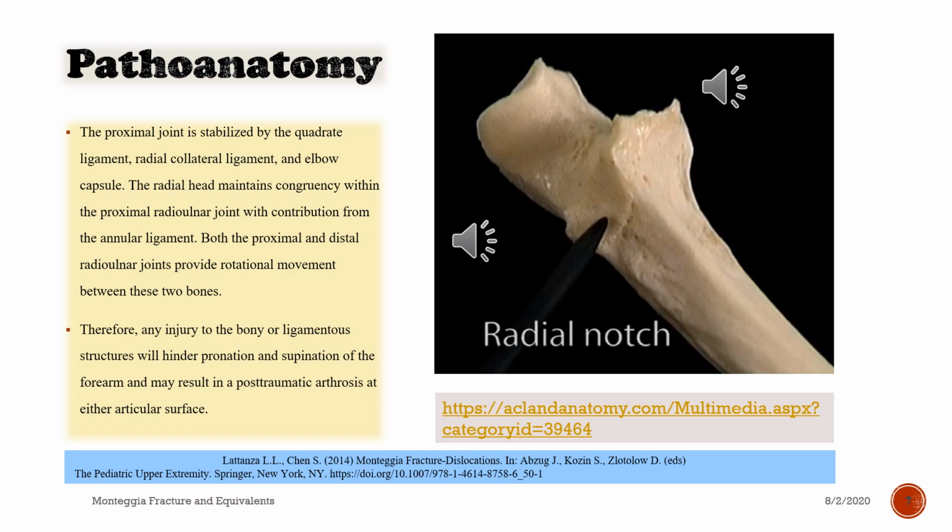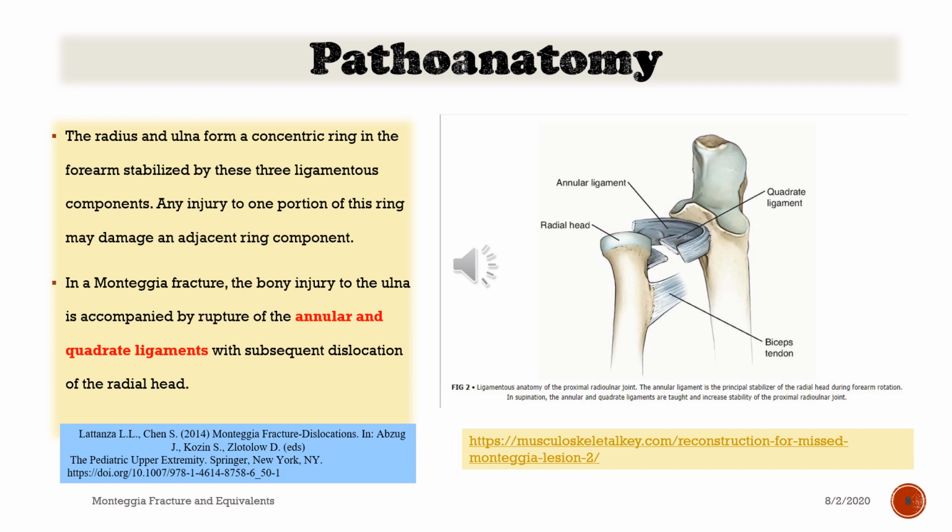Look at the radial notch. The radius and ulnar form a concentric ring in the forearm stabilized by these three ligamentous components. Any injury to one portion of this ring may damage an adjacent ring component. In a Monteggia fracture, the bony injury to the ulnar is accompanied by rupture of the annular and quadrate ligaments with subsequent dislocation of the radial head.